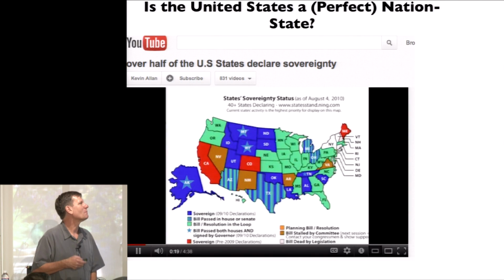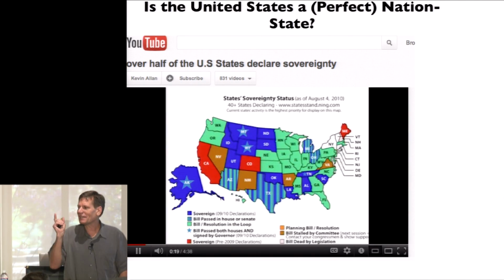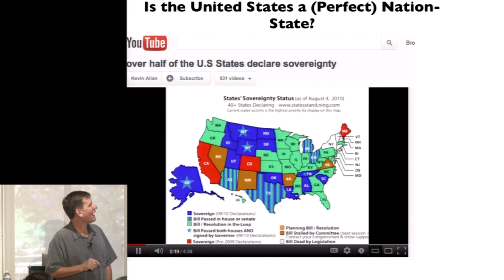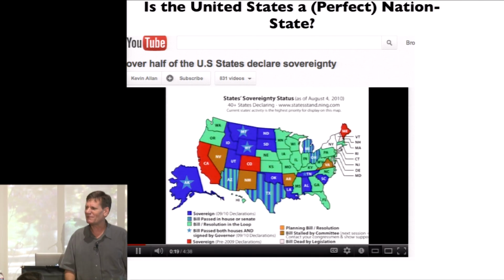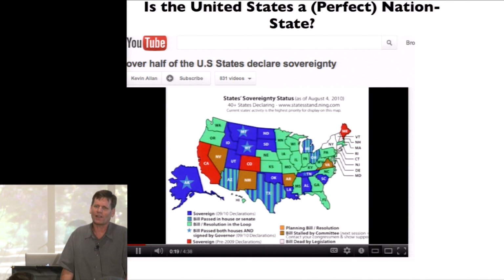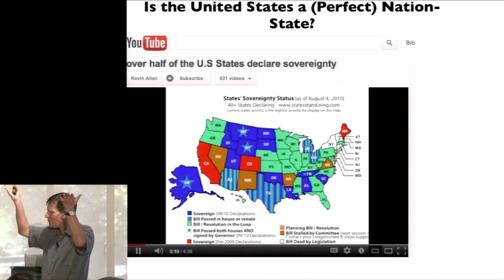So the complexities deepen. How about the United States? Is that a perfect nation state? Well, we've got over half of U.S. states have declared sovereignty. What does that mean? They call themselves sovereign, but everyone knows they aren't. If you're a sovereign power, nobody is above you.